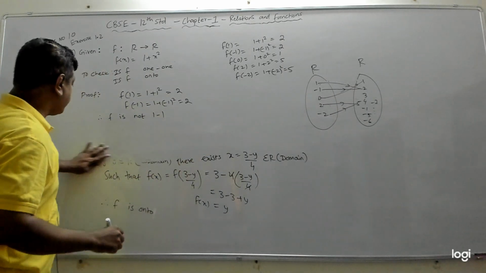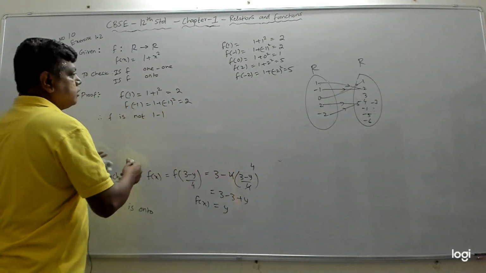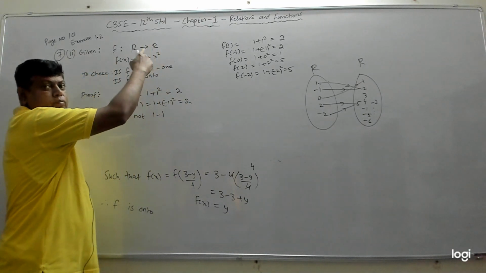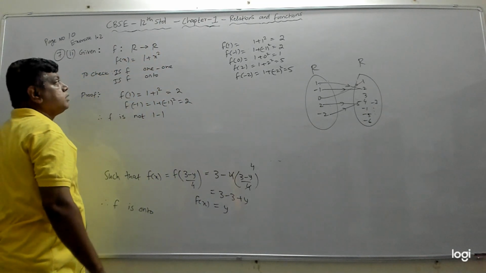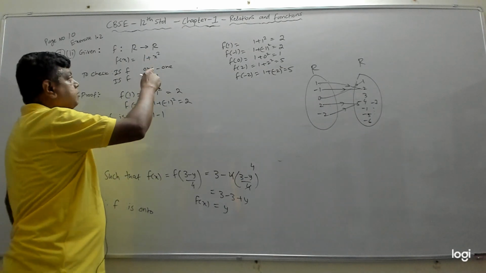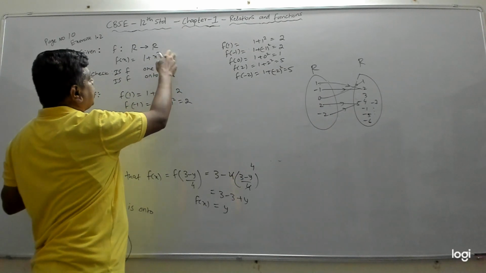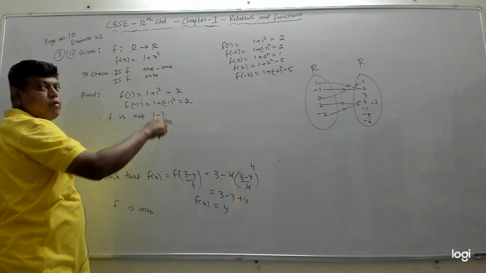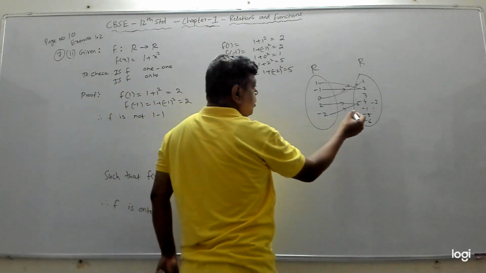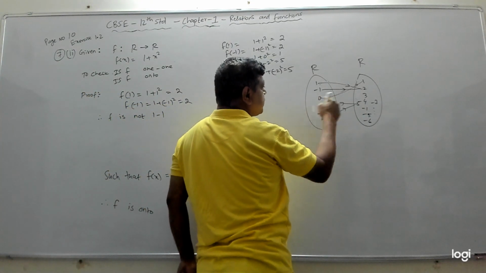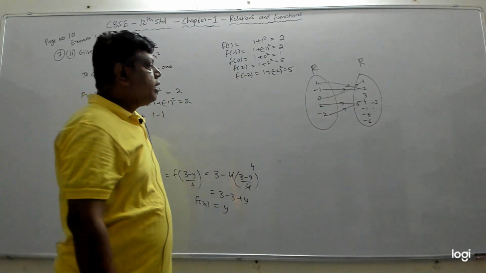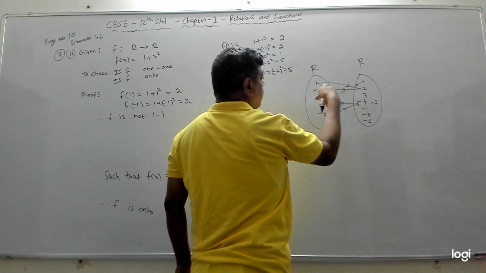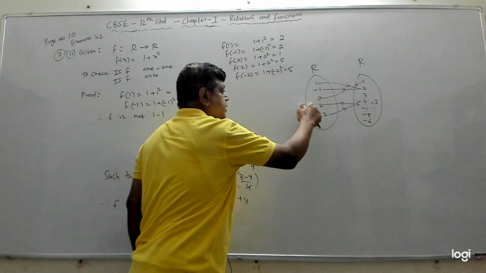Again for onto, if you observe these elements, 1 plus x square will never become negative. You cannot get a minus value for the entire thing. Whatever value you put for x, 1 plus x square will be only positive. Which means if I take any negative number, like minus 1, you cannot find any element x such that f of x is minus 1.